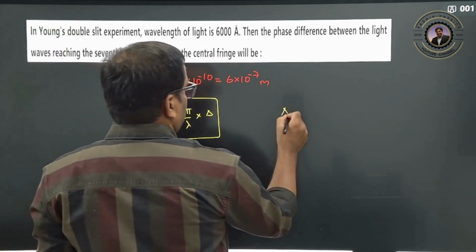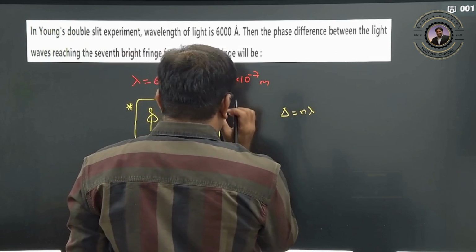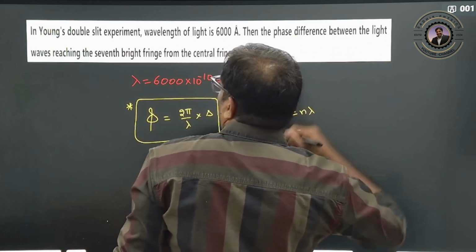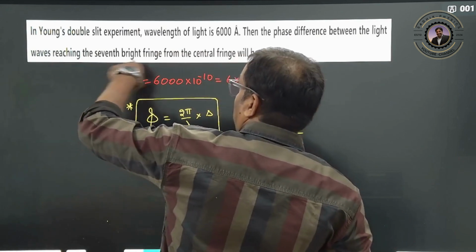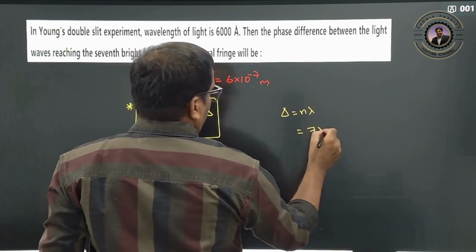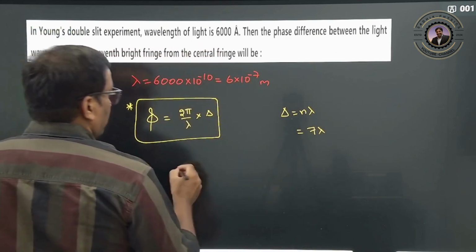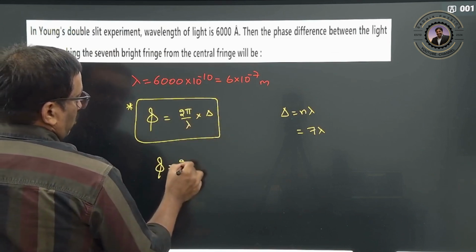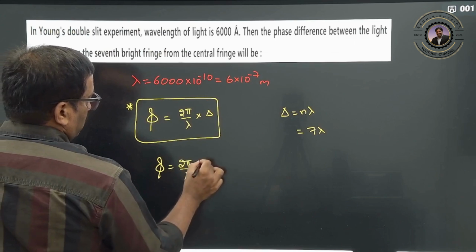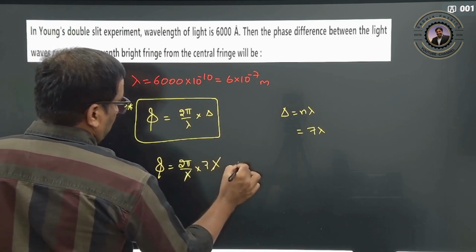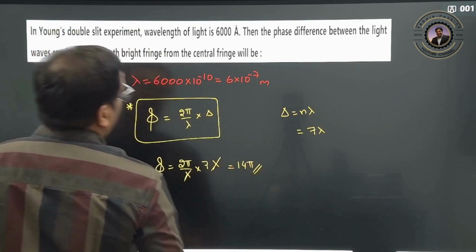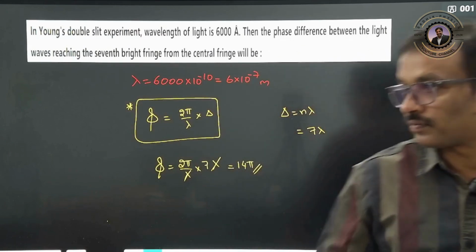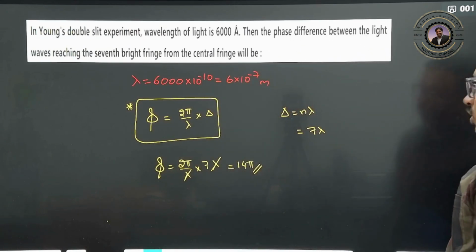Path difference for the nth bright fringe is nothing but n lambda. So for the 7th bright fringe the path difference is 7 lambda. Therefore here, 2 pi by lambda into 7 lambda, lambda cancels, therefore 14 pi will be your phase difference. Clear? So 14 pi radians. Okay.